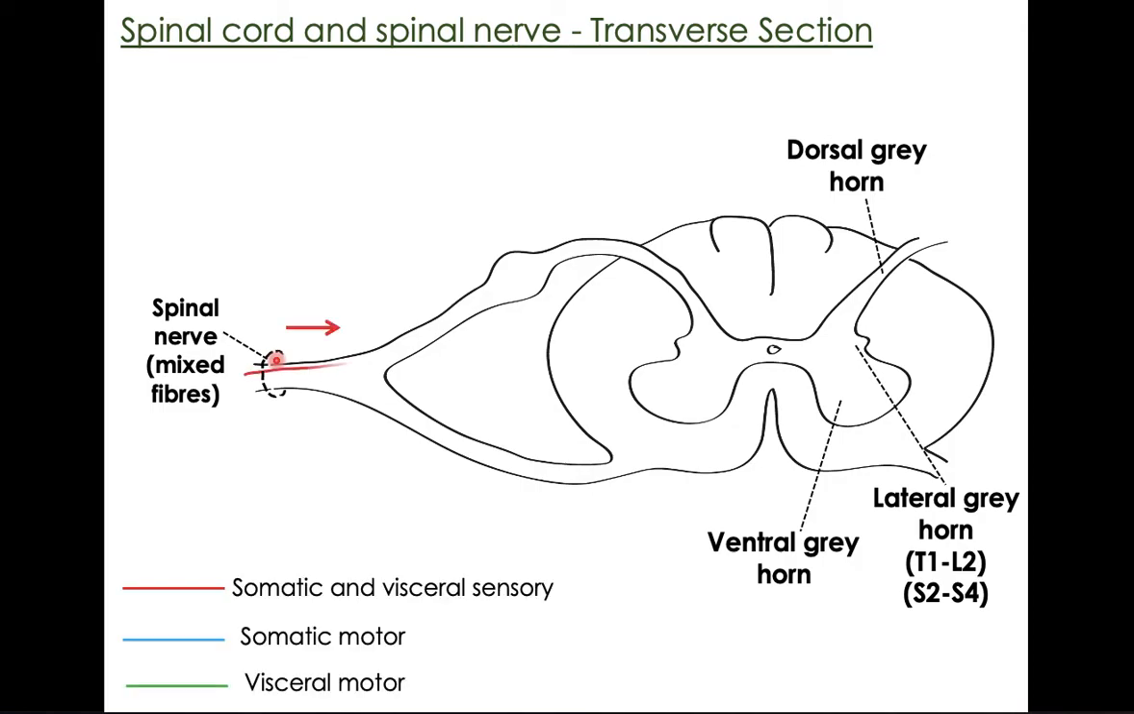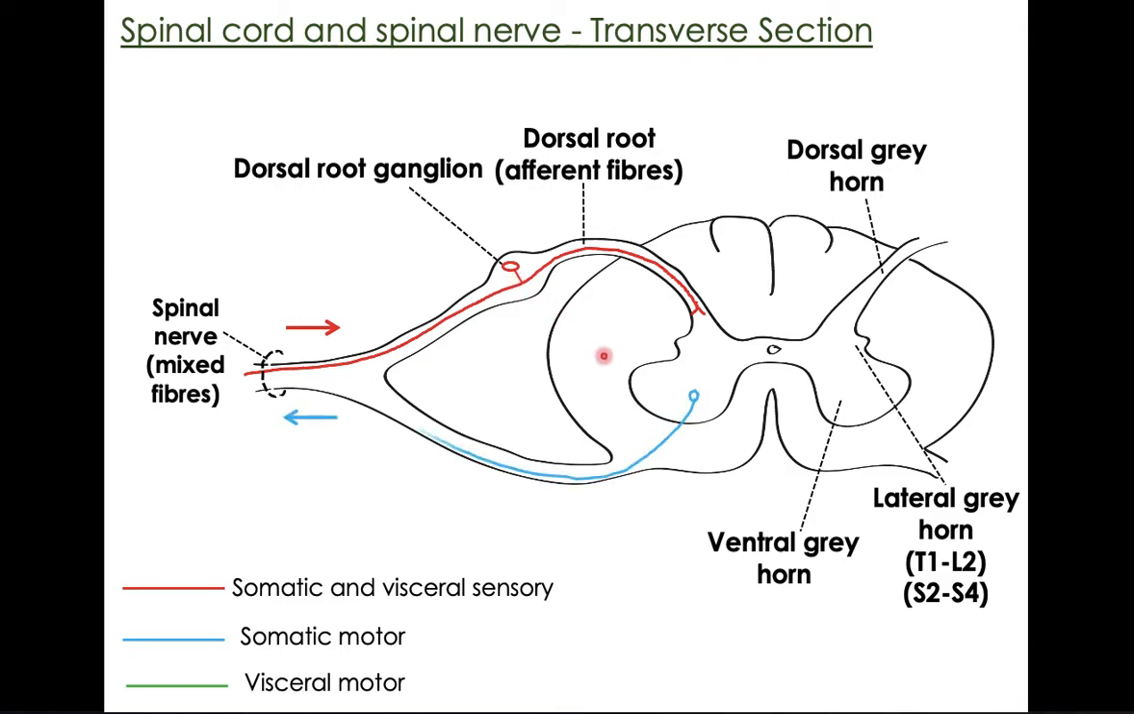So it is those afferent fibers, those sensory fibers, they can be somatic or visceral, that travel in that spinal nerve, but then they segregate to the dorsal root division of the spinal nerve to enter the dorsal horn of the spinal cord. And these fibers have their cell bodies in the dorsal root ganglion.